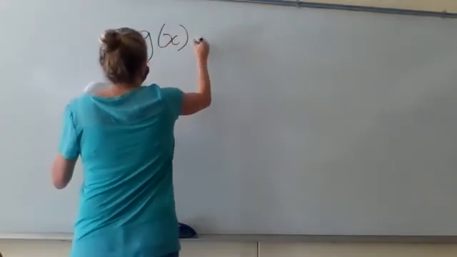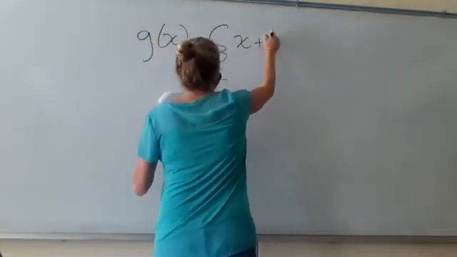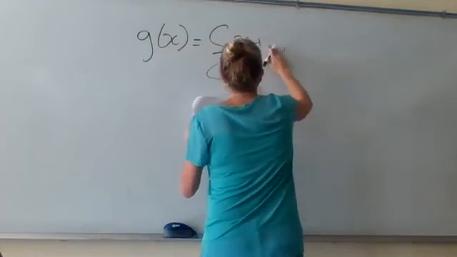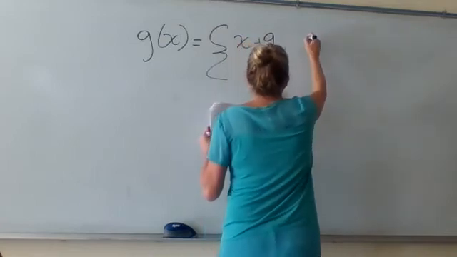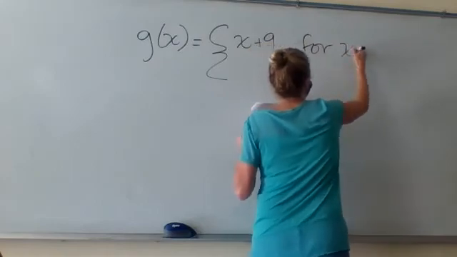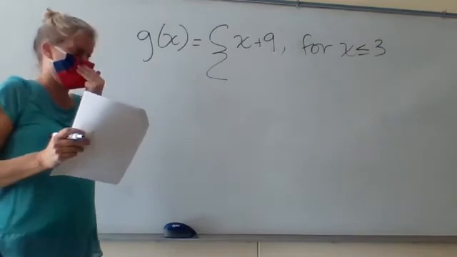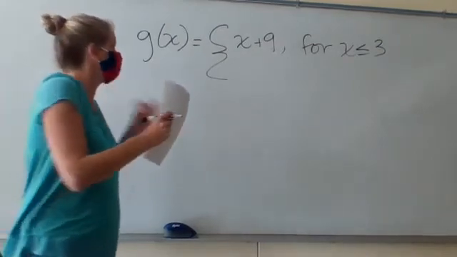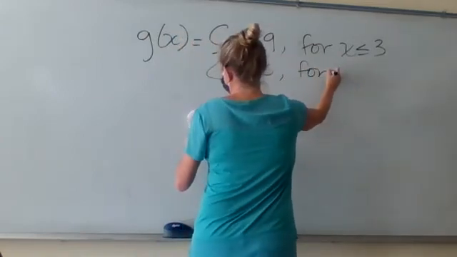G of x, there's only 2 pieces to this graph. G of x equals x plus 9 for when x is less than or equal to 3, and 6 minus x for x is greater than 3.